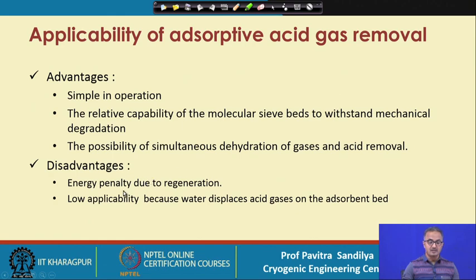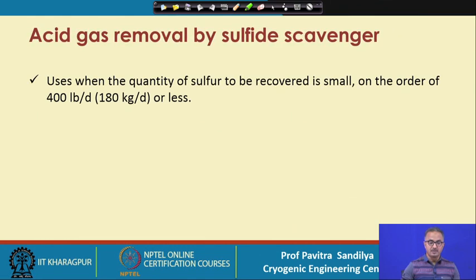Disadvantages are that there is an energy penalty for the regeneration. That means we need energy for the regeneration of this catalyst and adsorbents, and there is low applicability because water displaces the acid gases on the adsorbent bed, because the water will get accumulated in the bed.